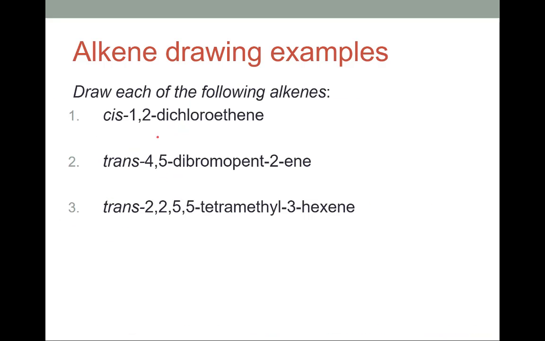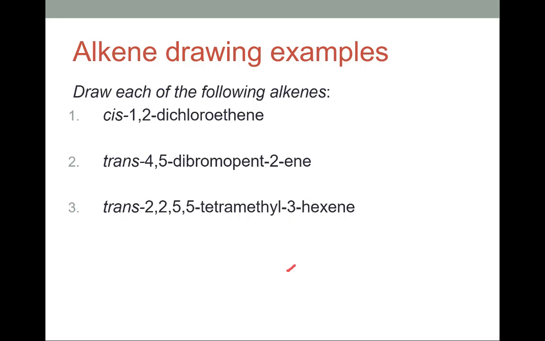All right, the other way around, draw each of the following. Okay, what I think is the easiest way to do this is to think about what's going on and build it up from the parent chain backwards. So let's look at this third one, 3-hexene, and it's going to be trans.